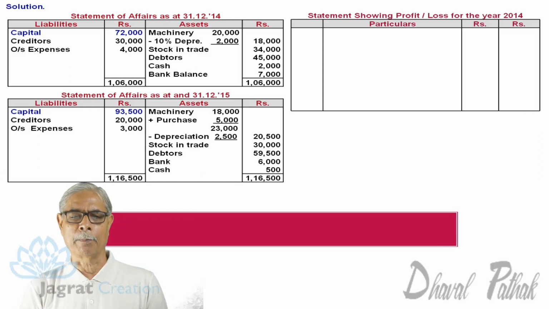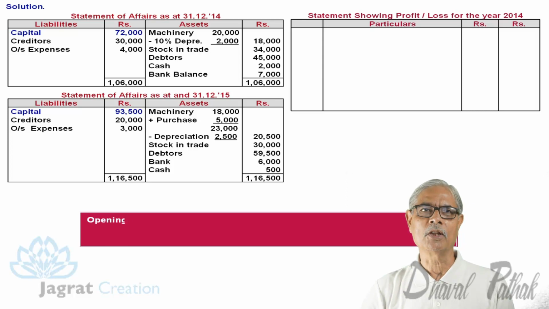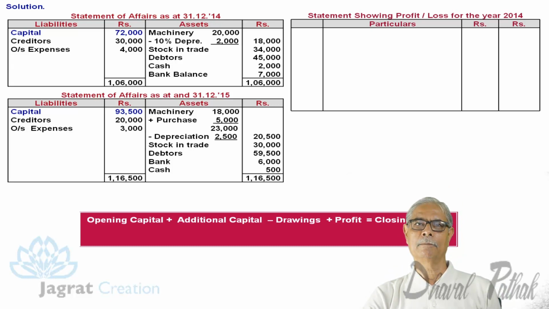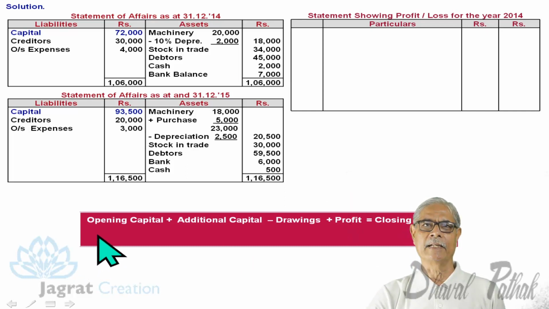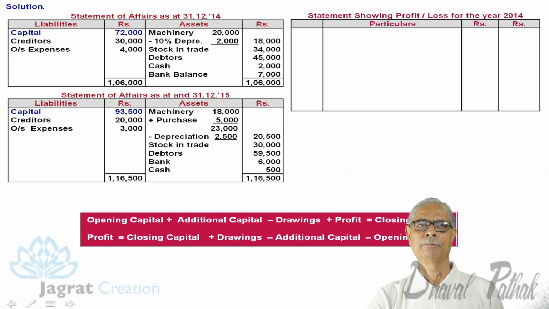What is the philosophy for preparing statement of affairs? You know the formula: opening capital plus additional capital minus drawings plus profit is equal to closing capital. I want to make profit the subject of the equation, so profit will be kept on one side. All these variables on this side will go to the opposite side. So profit is equal to closing capital. This minus drawings becomes plus drawings. Additional capital becomes minus additional capital. Opening capital becomes minus opening capital.